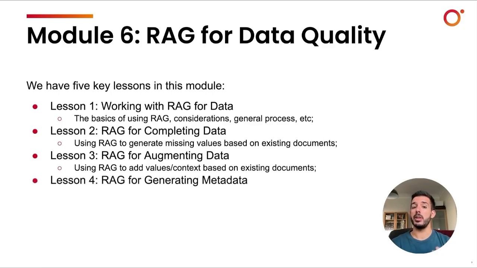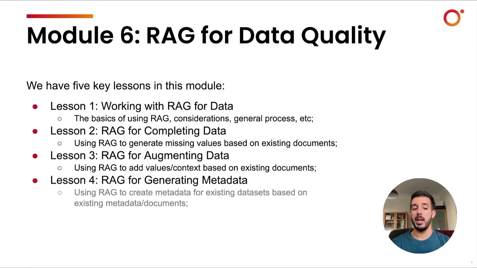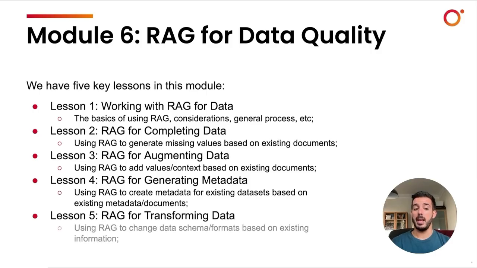Then lesson number 4 is going to be about using RAG to generate metadata. That is, using RAG to help create metadata for existing datasets based on existing metadata or documents that we may have. And then lesson number 5 is about using RAG to transform data. That is, using RAG to actually change schemas or formats based on existing documentation. As usual, we perform this task, but we use additional documents as context for RAG to improve our answers. So as you see, this module is all about using RAG. If you are already performing satisfactory data operations using GenAI models, now here we are going to cover this additional technology or additional layer to improve those operations in all areas.